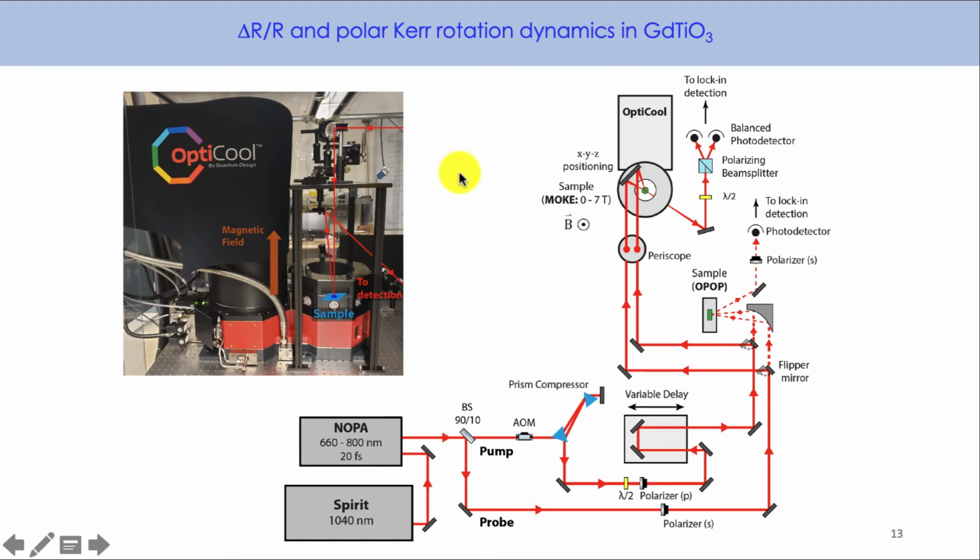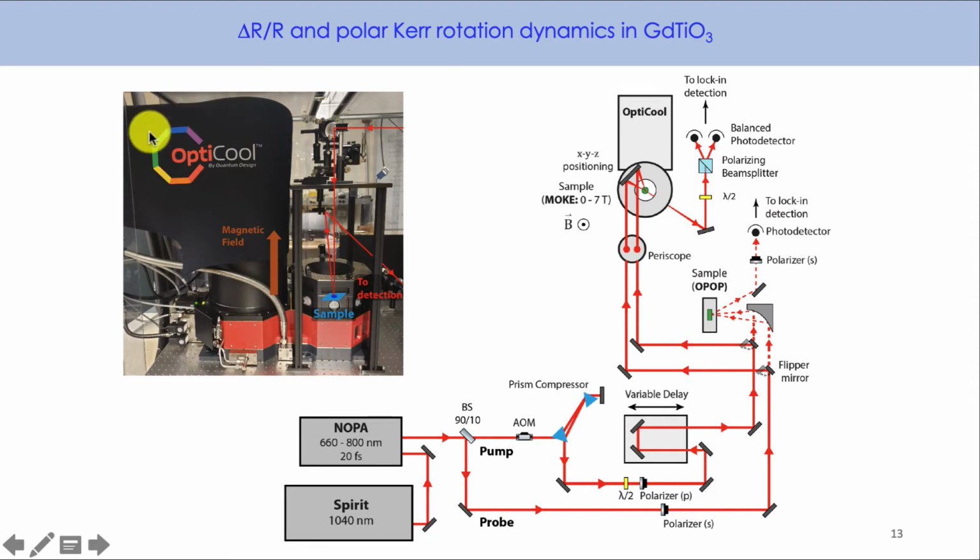We did these measurements with the experiment that's shown here. I'm not going to go into all the details, but essentially we're measuring the photo-induced changes in reflectivity. We call this delta R over R, and also the polar Kerr rotation dynamics of this gadolinium titanate. This shows an example of our setup.